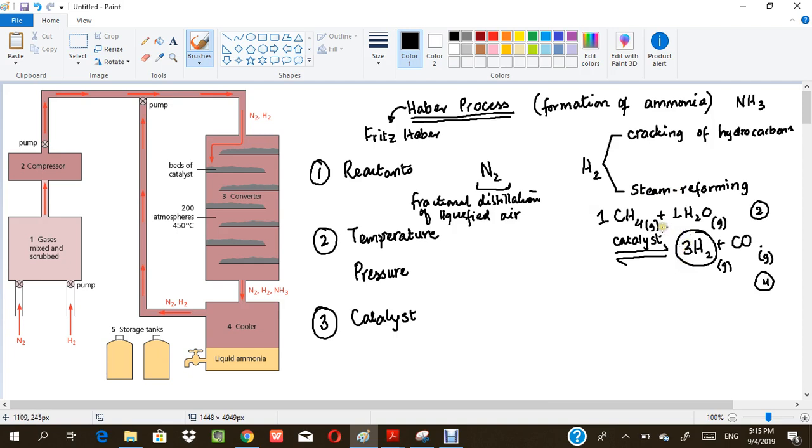Why? Because when we have low pressure, the side with the increased number of molecules is favored, and that is the product side, and hydrogen on the product side is what we require. Right, so this is one of the techniques for obtaining hydrogen. The other technique, that is cracking of hydrocarbons, involves.